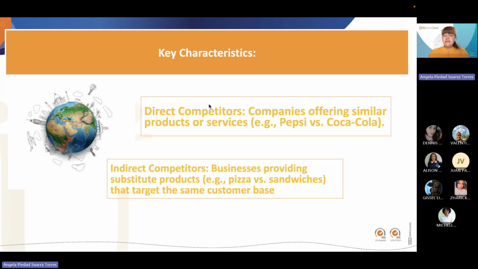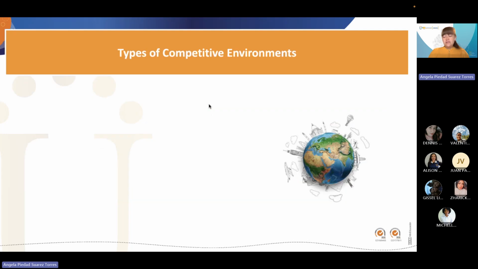On the other hand, we have the indirect competitors, which refers to businesses that provide substitute products. In the case of fast food, we're going to see examples like pizza versus sandwiches, or coffee versus tea, and they target the same customer base. So first, we need to look at the direct competitors and also understand how the market flows, to find out which indirect competitors we may find in the process.